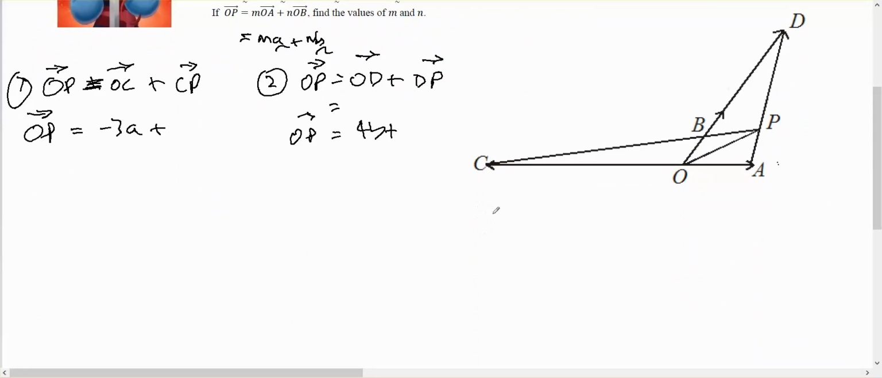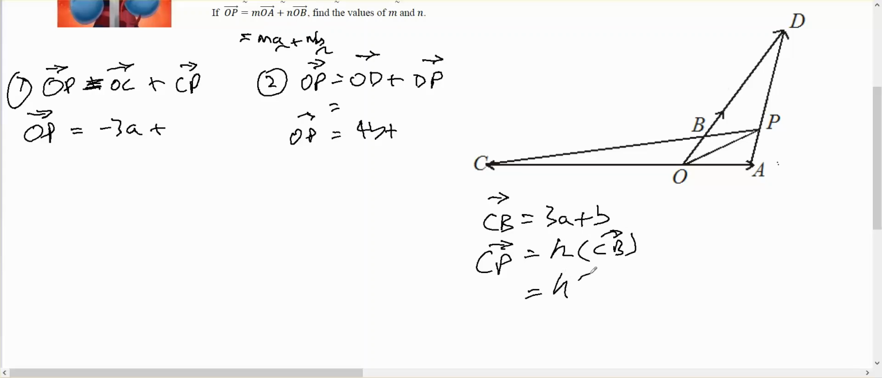I know that CB is equal to 3A plus B. CP will be some proportion of CB. It's going to be bigger, but it'll be some proportion. So let's call that H. It's going to be H times 3A plus B, which is 3HA plus HB.